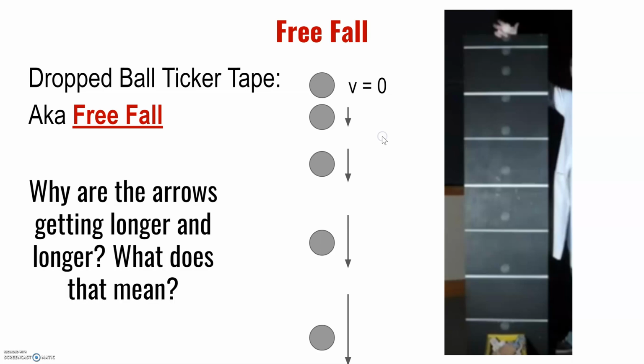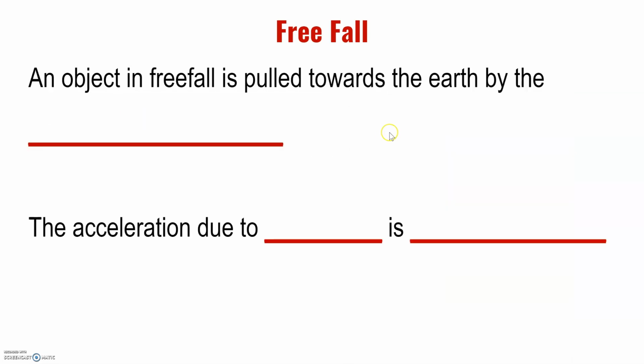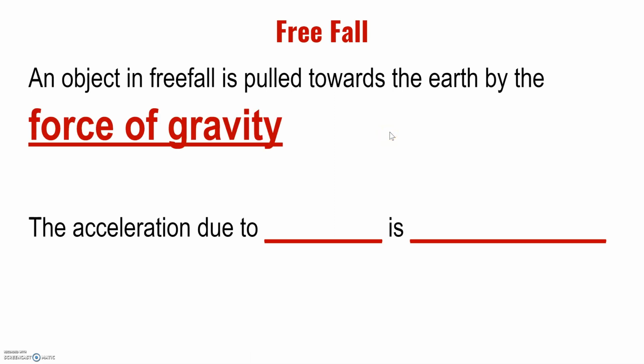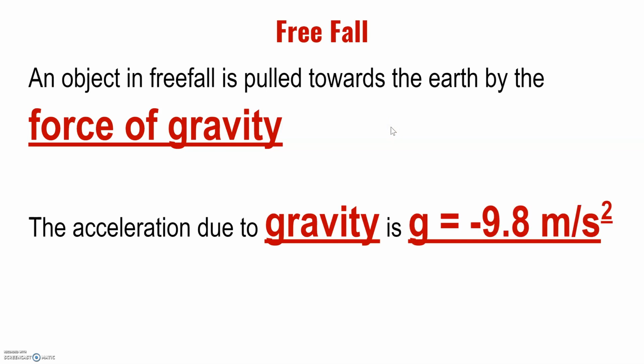And so as you can see, okay, this object is being pulled toward the earth by the force of gravity. And the acceleration due to gravity, as we've learned before, is g equals negative 9.8 meters per second squared.